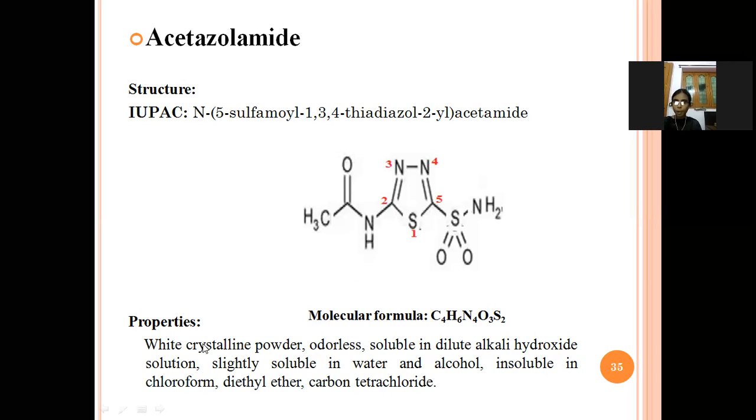Next properties are, it is a white crystalline powder and it is odorless, soluble in dilute alkali hydroxide solution, slightly soluble in water and alcohol, insoluble in chloroform, ethyl ether and carbon tetrachloride.